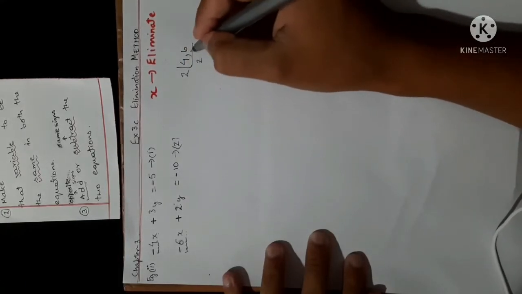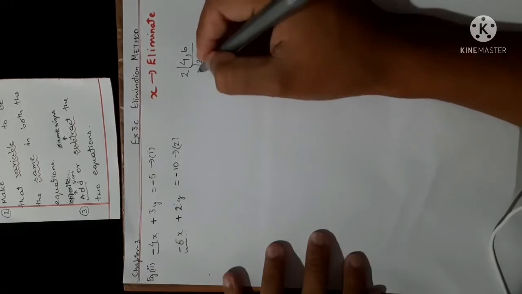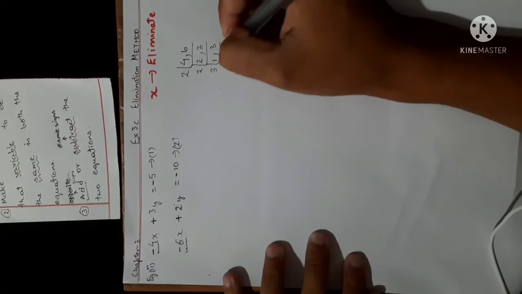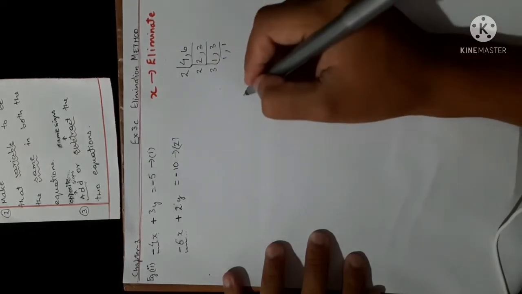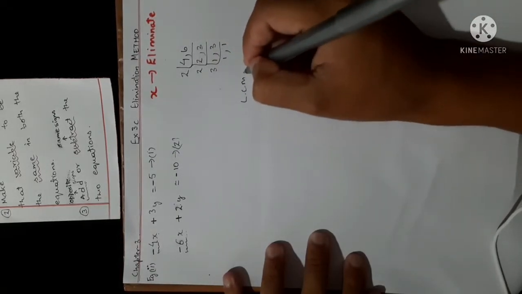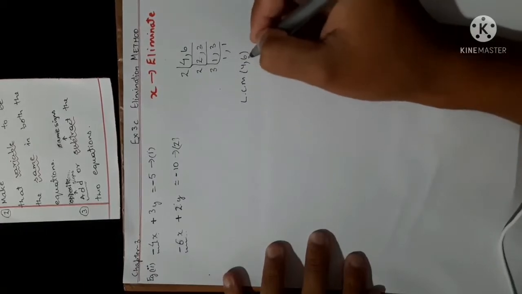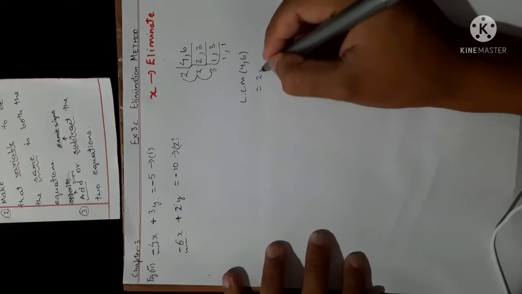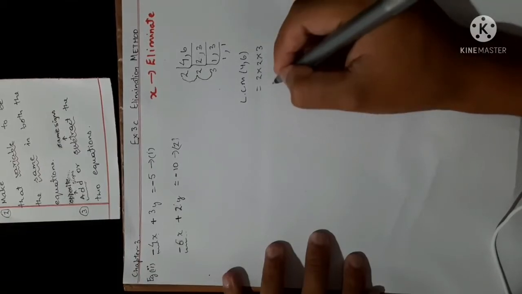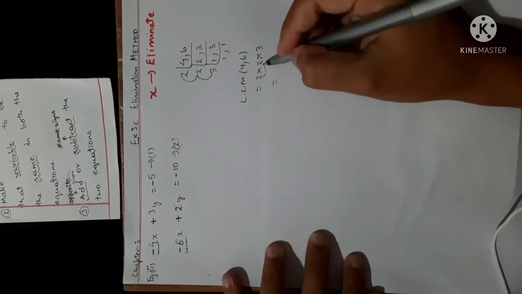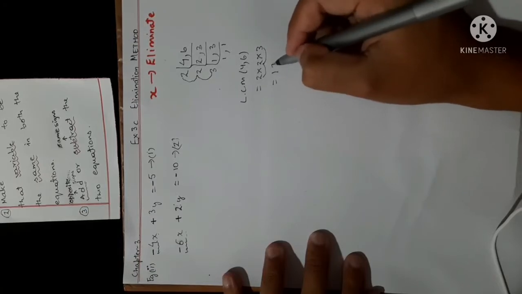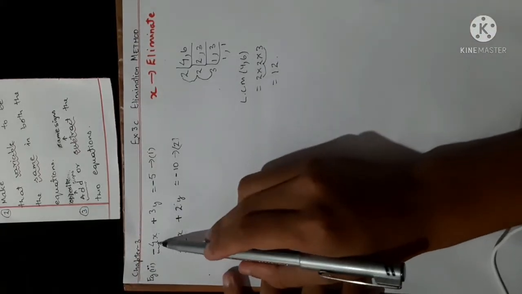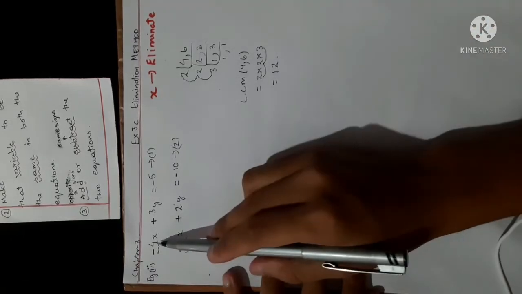2 into 2 equal 4, 2 into 3 equal 6, 2 into 1 are 2, we write 3, 3, 1, 3 into 1. So LCM of 4 and 6 is equal how much? 2 multiply 2 multiply 3, and that's equal to 4 into 3 equal 12. So 12. Now we convert this 4 into 12.